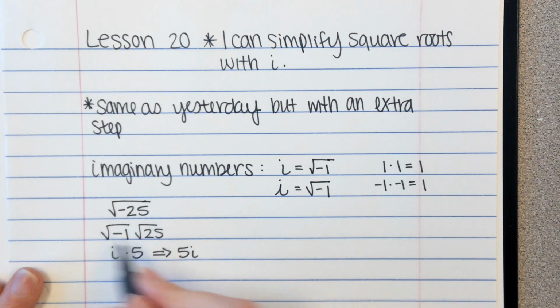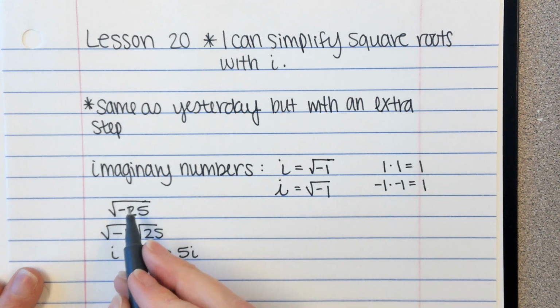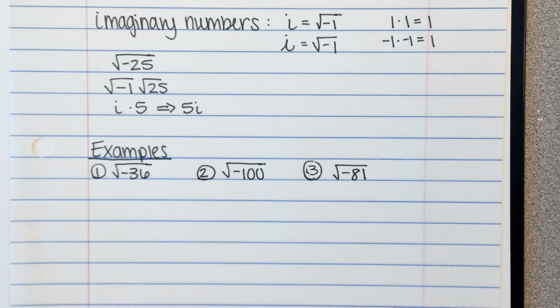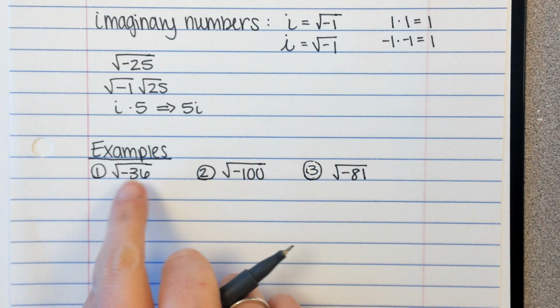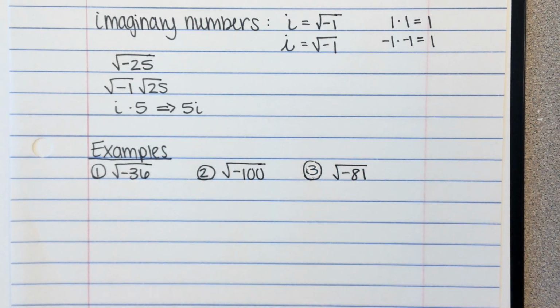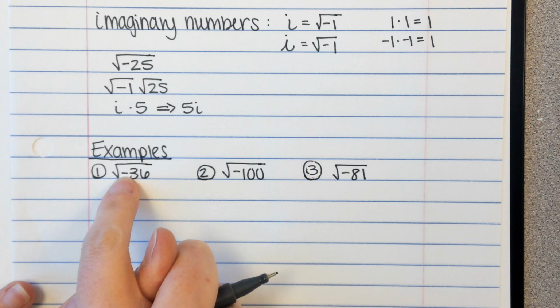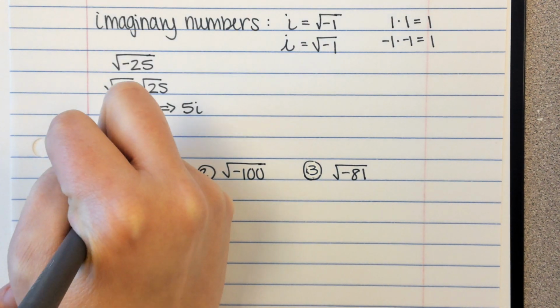Now, we're not going to write it out like this every single time. We're going to get to where we can go straight from here to here. Okay, but this is how it works. Okay, let's look at these 3 examples. So 36, 100, 81, those are all perfect squares. So we're just going to practice those when they have a negative. So we take out the negative by creating an i.